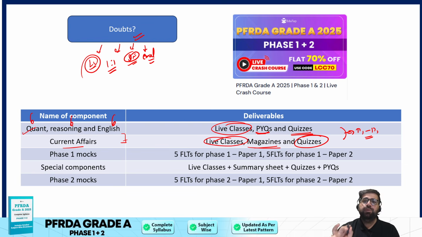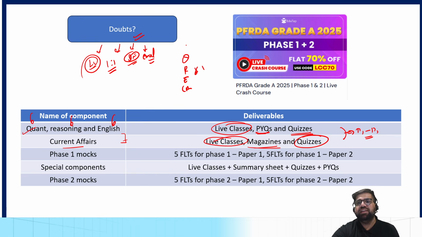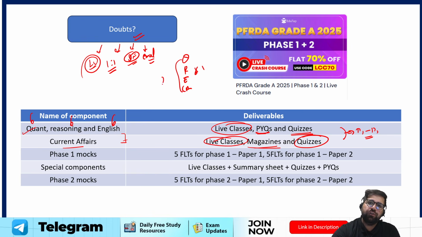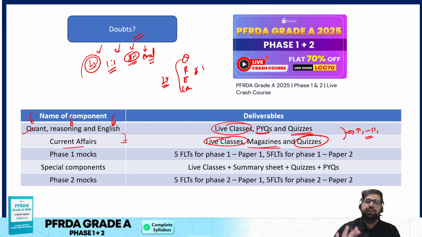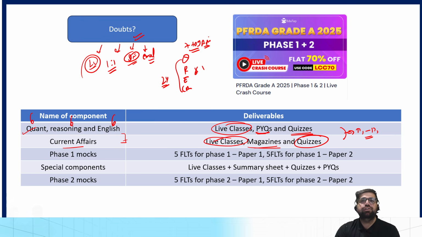Mind you, my friends, for the Phase 1 Paper 1 live classes, which include quant, reasoning, English and current affairs, we have dedicated 6 live classes for each component. So a total of 24 live classes you will get for Phase 1 Paper 1, and all these live classes will be conducted in the morning, 7 to 9 a.m., so that all the working aspirants can also join.